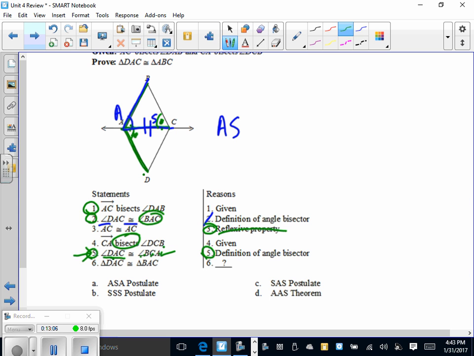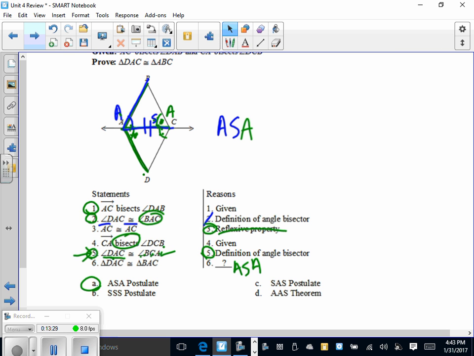I think there's a problem here. It should be that these two angles are congruent and these two angles are congruent, which gives me angle, side, angle. So this should be angle, side, angle, which is answer choice A. Okay?